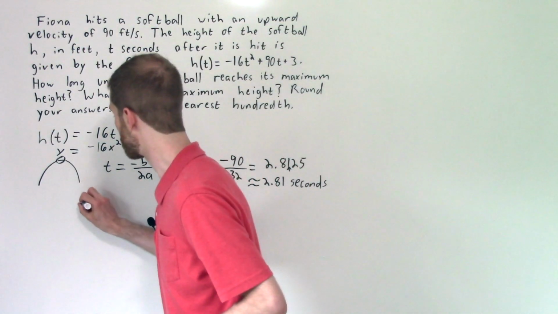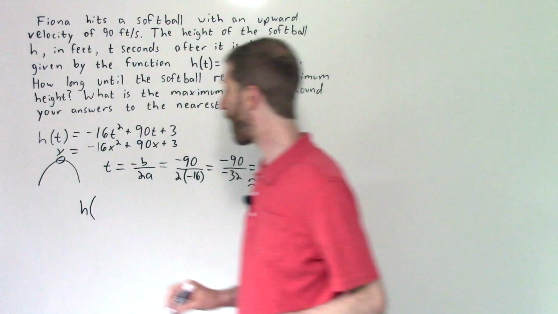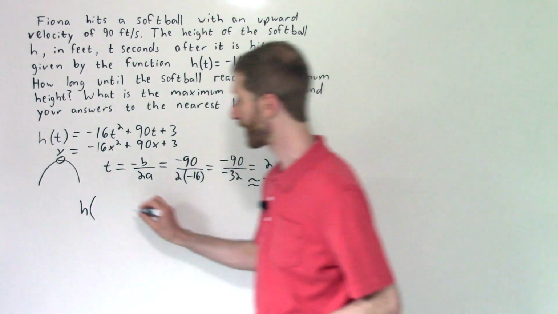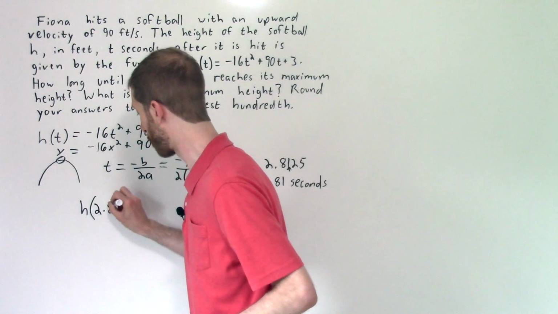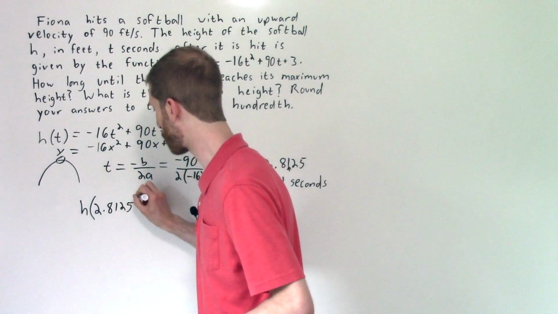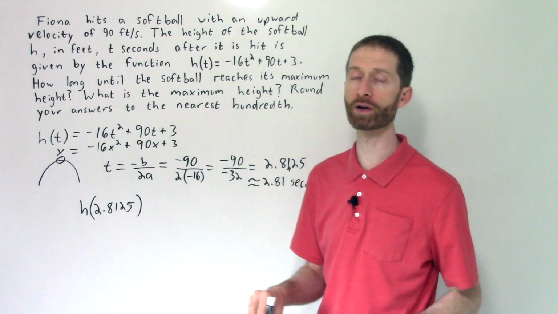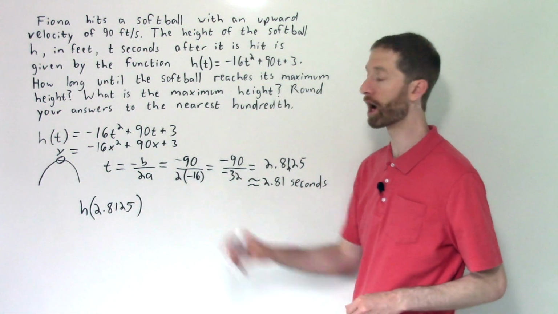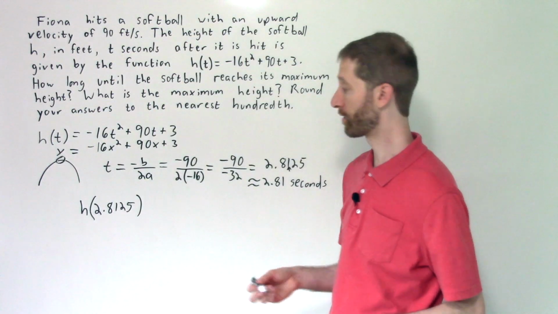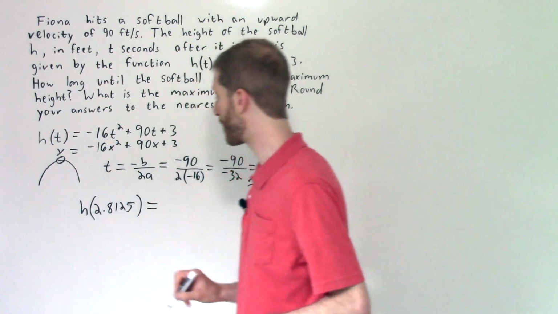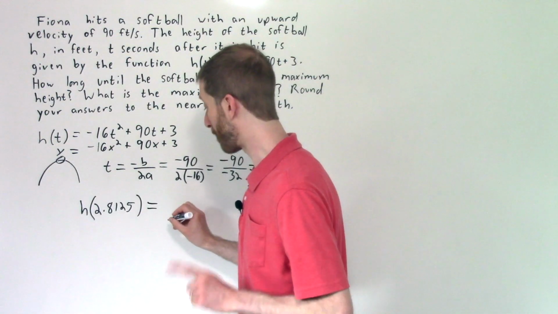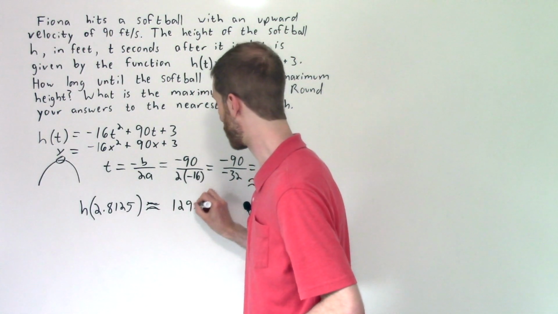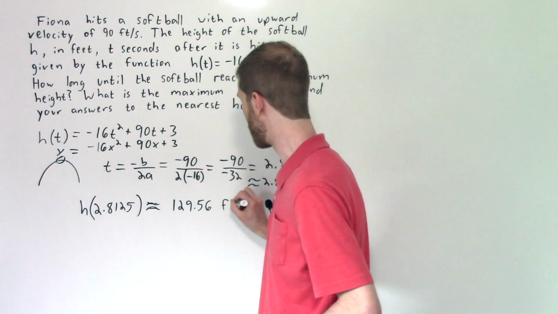So what we're doing is we're doing h of, now I'm not going to plug in 2.81, I'm going to plug in the exact value I got and then round. Otherwise, you were rounding twice in the problem. Once for the number you're plugging in, a second time for what we're answering. So your answer here is rounded, but we're going to use the unrounded version to find a more accurate answer. So h of 2.8125, that rounded is approximately 129.56, and that would be in feet.